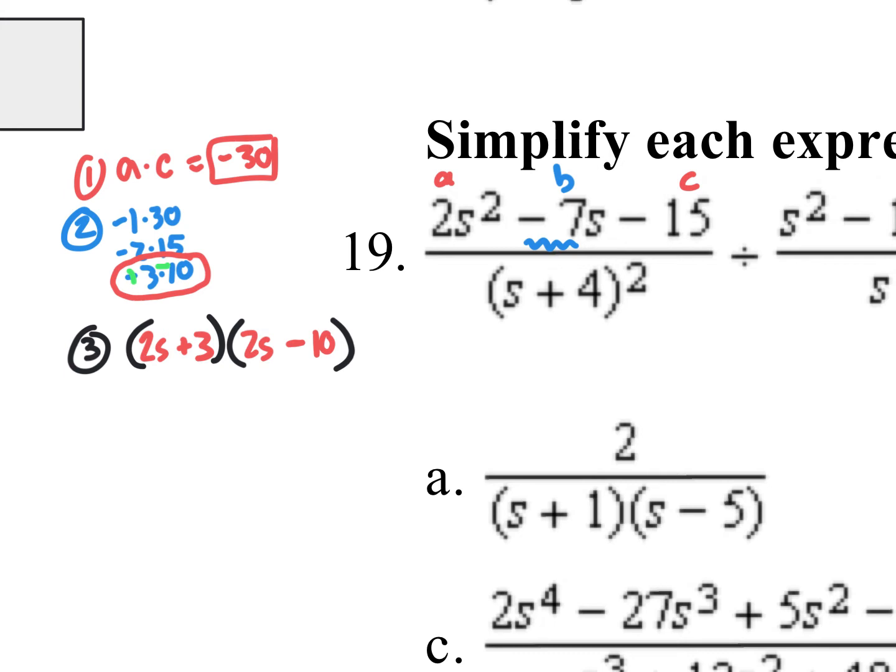So you will have a plus 3 and a minus 10. And we know that this is wrong so far because 2s times 2s is 4s squared, not 2s squared. So we know that we need to magically divide or magically factor out the GCF of whatever you can on whichever binomial.